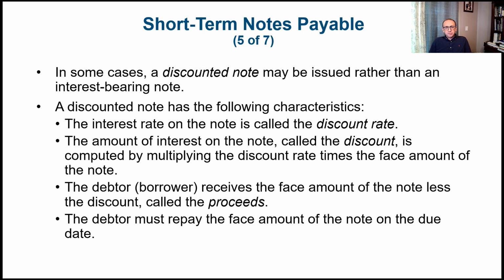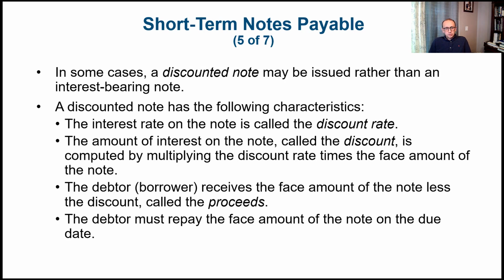So a discount note has the following characteristic. The interest rate on the note is called a discount rate, so remember that. And the amount of interest on the note, called the discount, is computed by multiplying the discount rate times the face amount of the note, which is how much we're going to pay the creditor or the lender at the maturity date of the note.